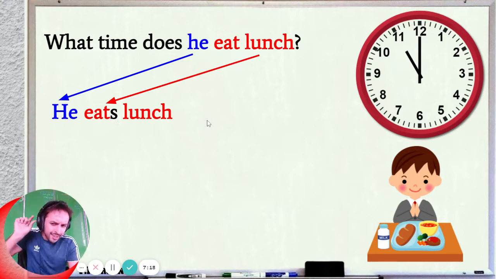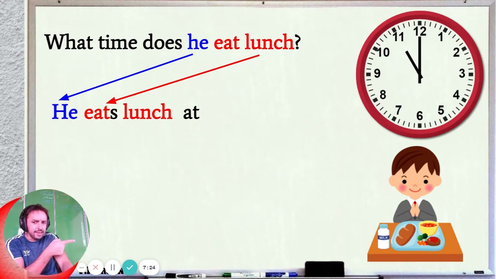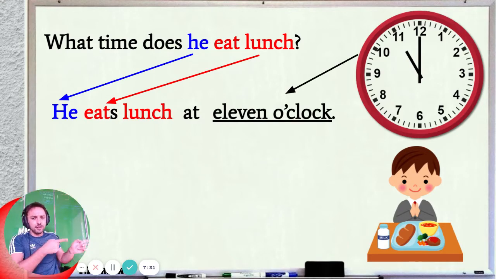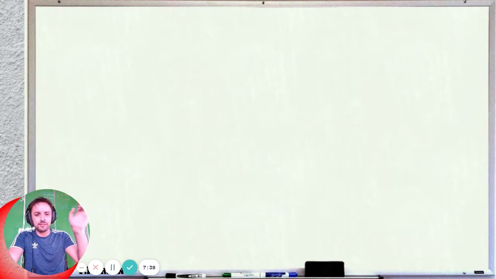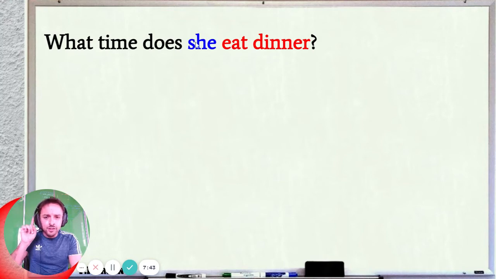Then the small word. He eats lunch at. He eats lunch at what time? 11 o'clock. He eats lunch at 11 o'clock. And remember, if it's he or she, you add an S. Okay, one more. This time it's not he, it is she. So it's does. What time does she eat dinner?